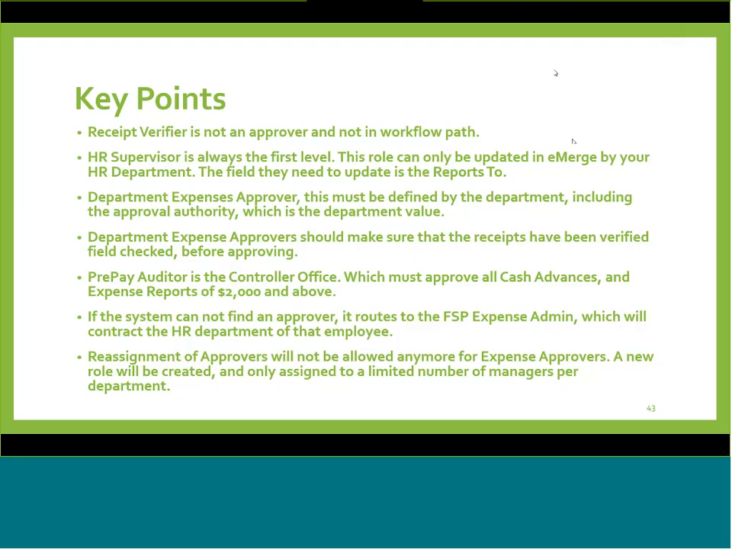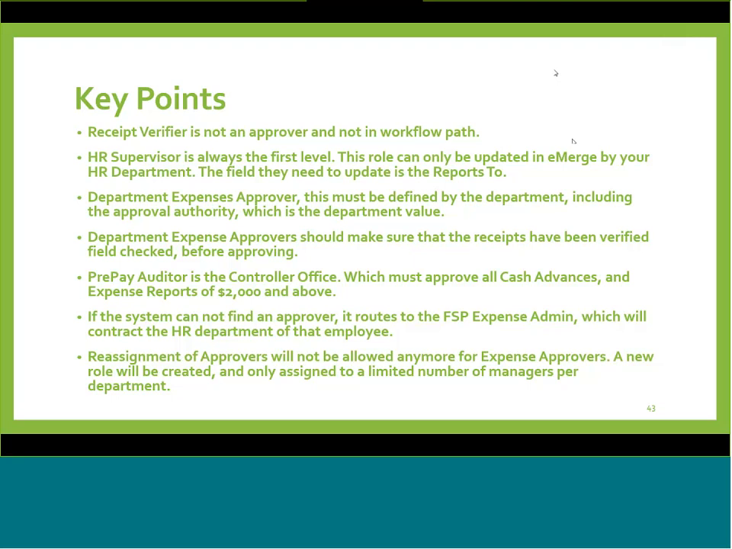And then, of course, the HR supervisor is the first level. This role is only updated in eMERGE by your HR department, and it's the reports to. The department expense approver is defined by the department, including the approval authority, which is the department value, and it's driven by the GL, the first distribution line of the expense report, the cash advance, or the travel authorization.